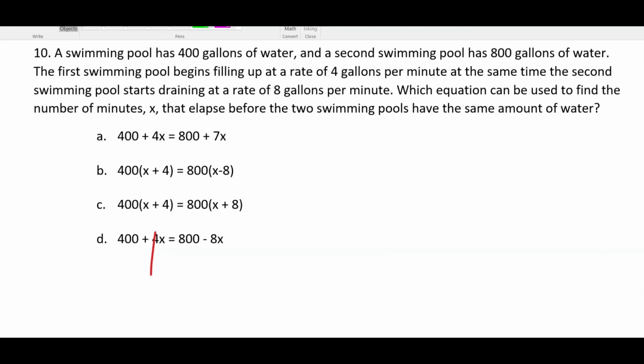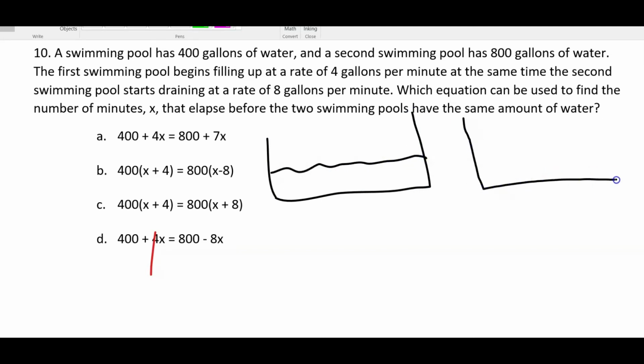And here's also another good test question where you have two scenarios. You got one swimming pool with 400 gallons of water. Then you've got this other pool that's double that. Actually, it has 800 gallons of water, and one of them is losing water. This one over here is losing water. The 800 gallon one is losing water. The 400 gallon pool is gaining water. It's filling up, and they tell us that.